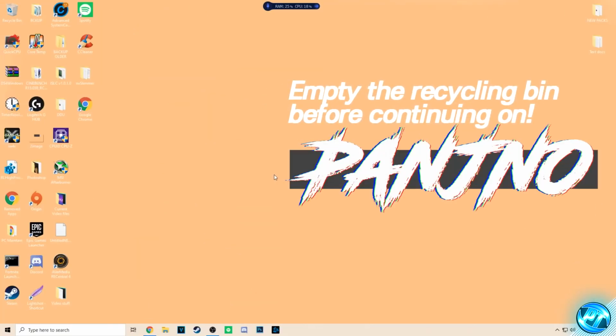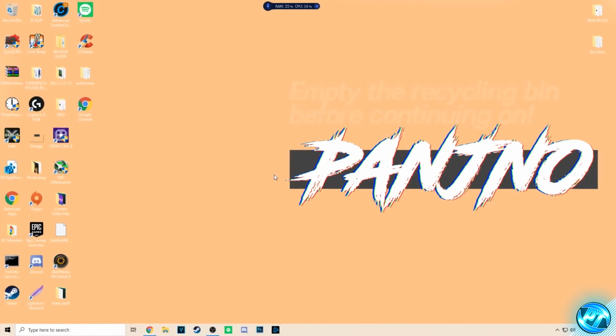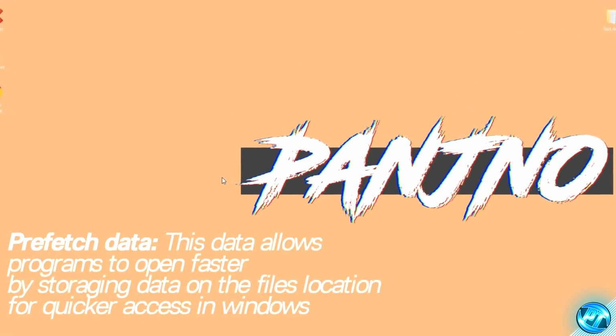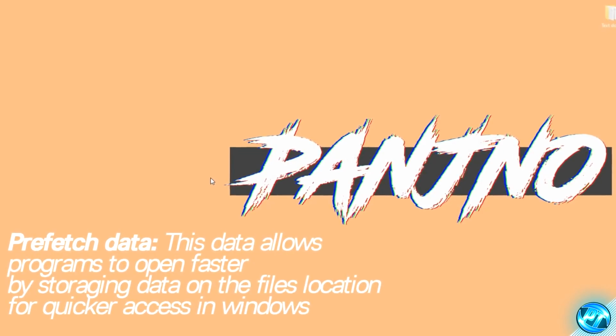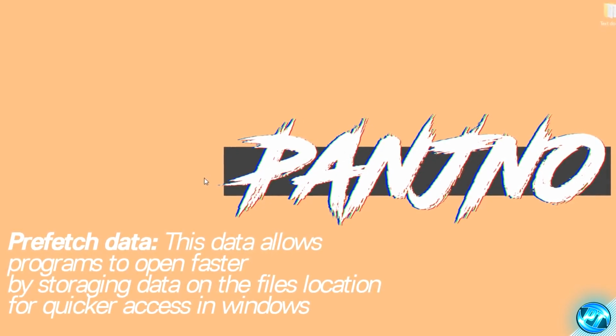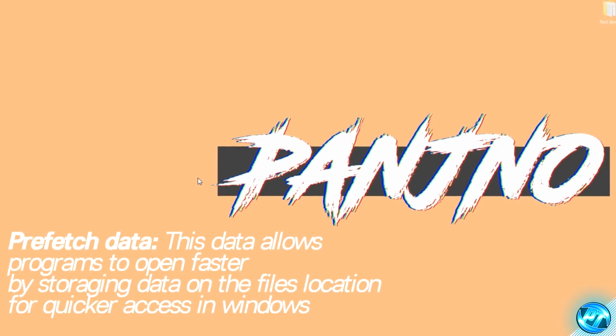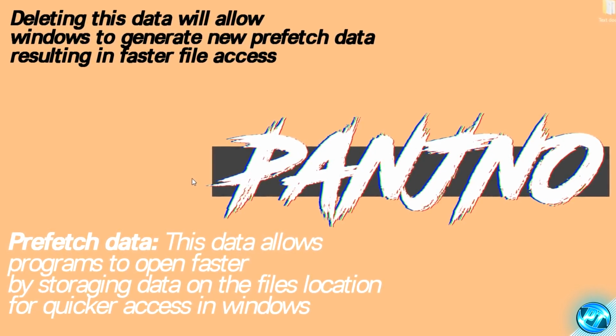Proceeding on from that step, what we can now go ahead and do is delete the prefetched data inside of our PC, and this data basically allows Windows and your hard drive or SSD to communicate as to where programs are located so they can open up faster. The problem with this prefetched data is that after a long time of it being installed inside of Windows, this can sometimes get outdated and completely slowed down.